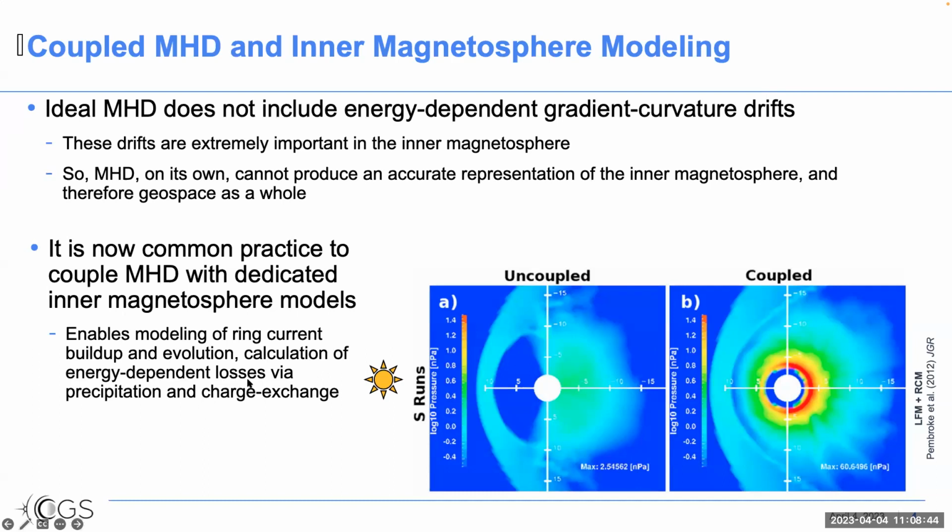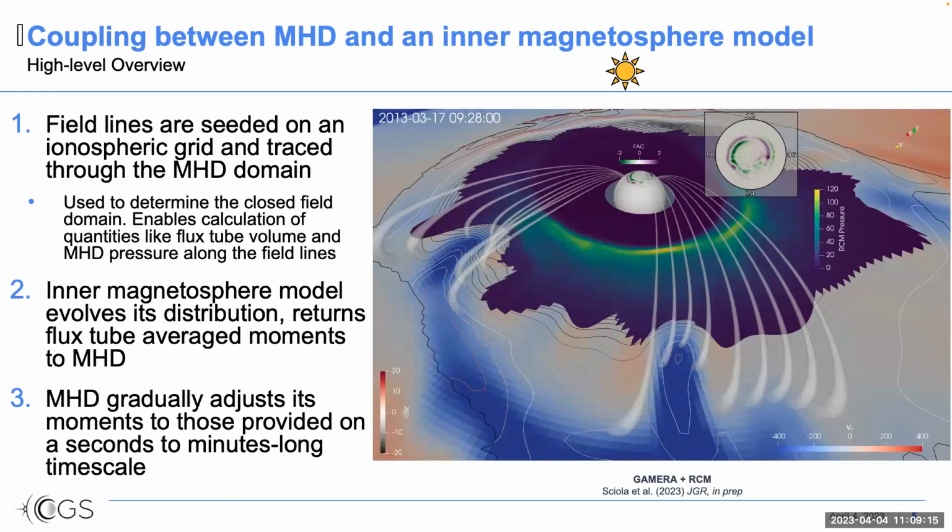And so it's now common practice to couple MHD with dedicated inner magnetosphere models. Here in this image, I have an example from Pembroke 2012 of using the LFM MHD model on the left on its own. You can see that there isn't really much of an inner magnetosphere pressure to speak of. And then when this is coupled with the Rice Convection Model, then you build up a more representative ring current, more representative of the conditions it's being driven with. So just a quick high-level overview of how that coupling process happens.